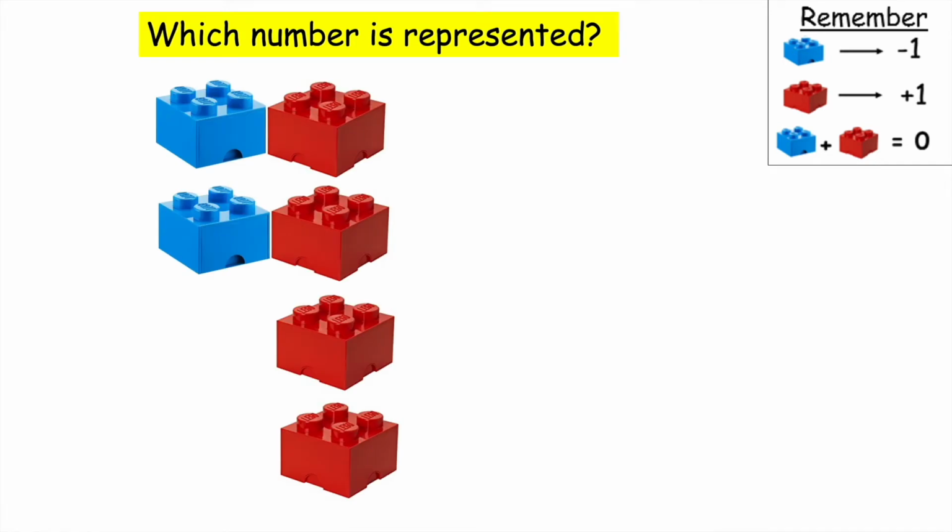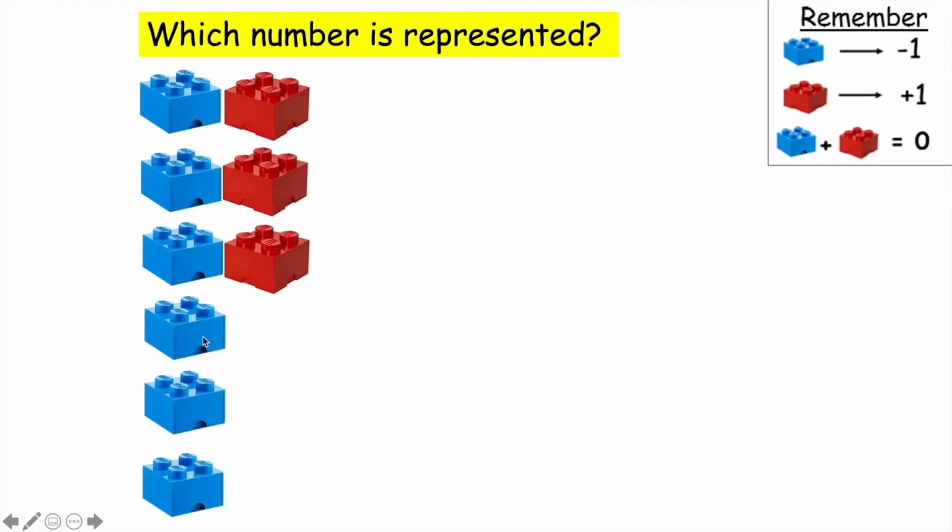Have a look at this one. My first row is 0, second row is 0, and I have 2 red bricks. Each red brick has a value of +1, so this here represents the number 2. And here I've got 3 rows of 0, so 0, 0, 0, and 3 blue bricks. If one blue brick is -1, the number -3 is represented here.